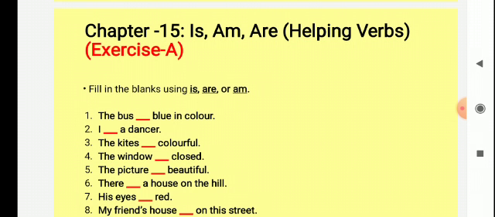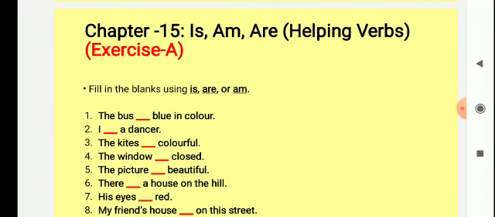There dash a house on the hill. So here, children, the subject is not there. It is just locating, telling us the place, as if pointing to some place and saying it. Here we are talking about one house. So what will come here? Is. There is a house on the hill.